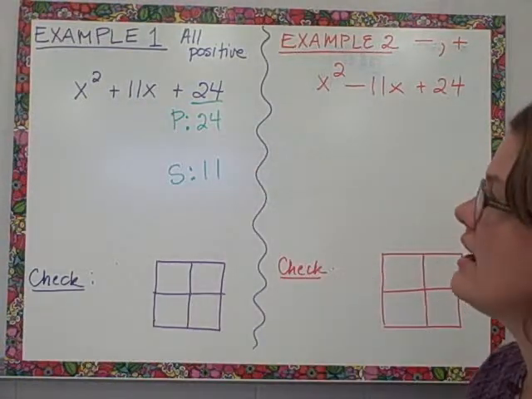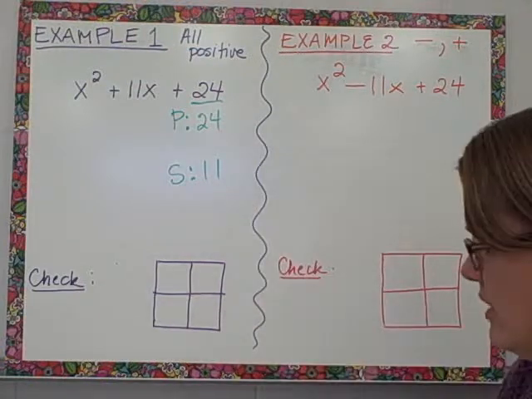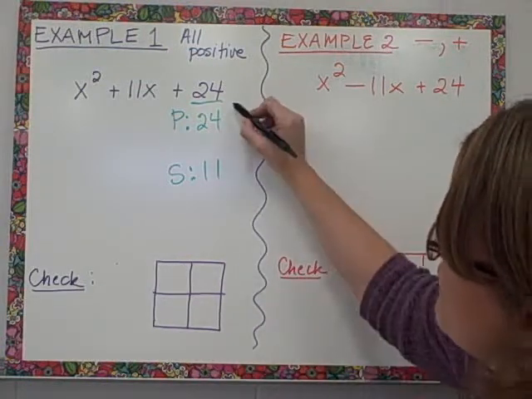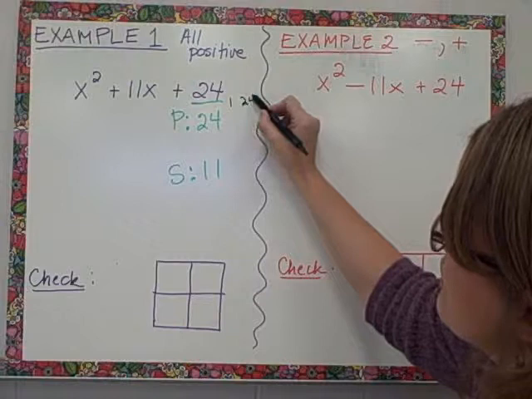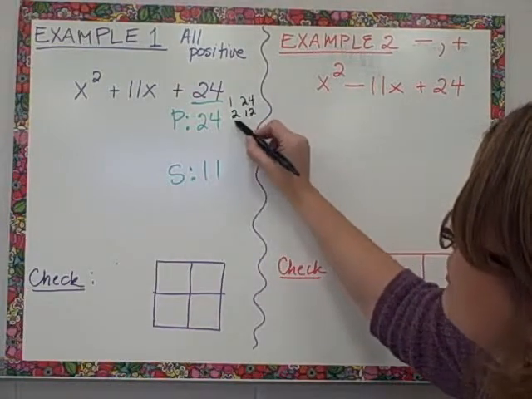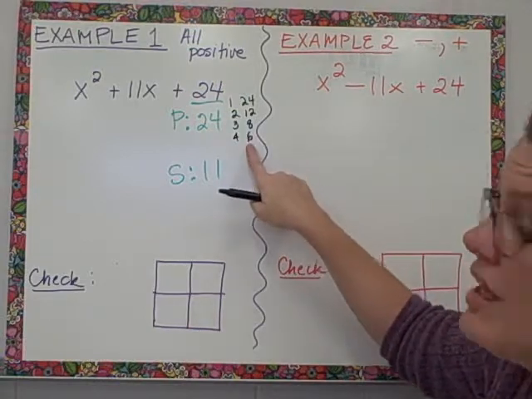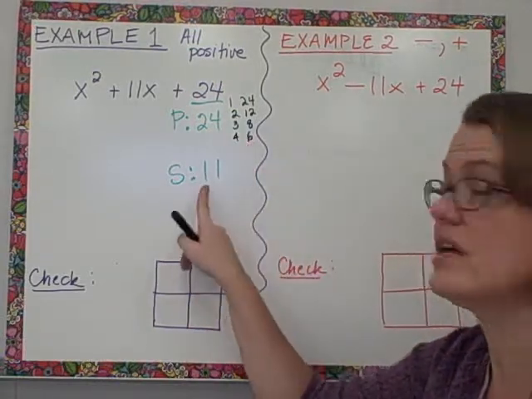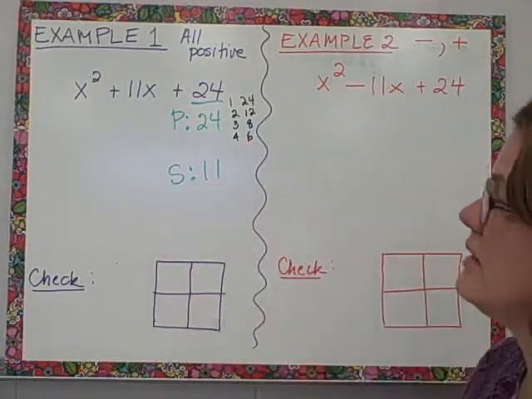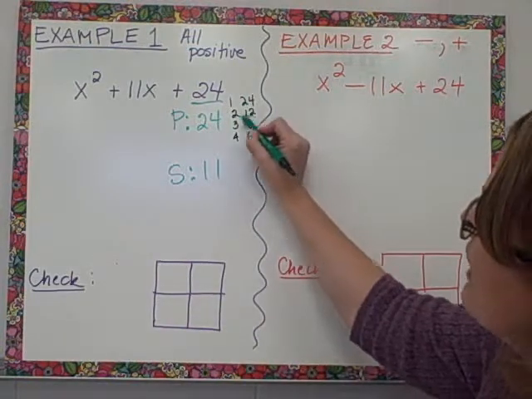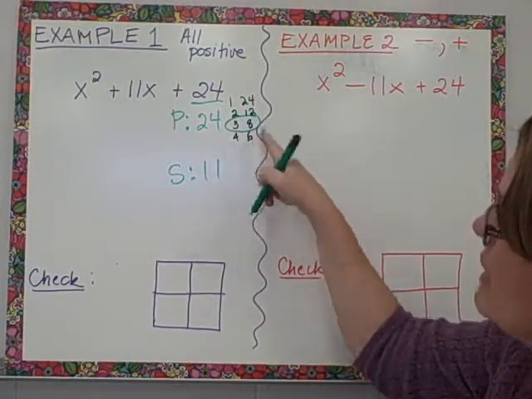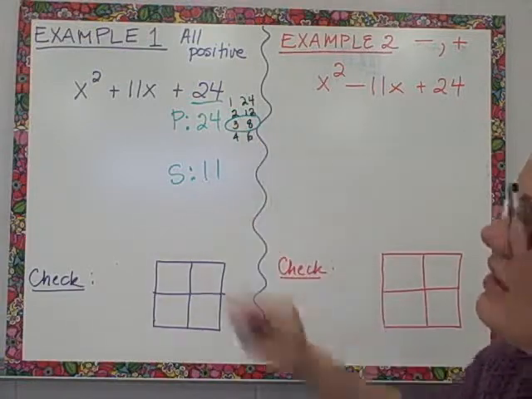So I'm thinking of factors of 24 that will also give me 11. Now we just did all the factors of 24. We did 1 times 24, 2 times 12, 3 times 8, and 4 times 6. We know it can't be 4 times 6 because 4 times 6 gave us 10. And this time it's 11. So I'm looking at this middle pair here, 3 and 8. 3 plus 8 would give me 11.